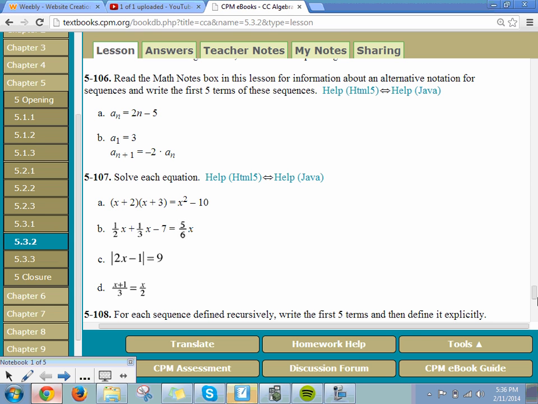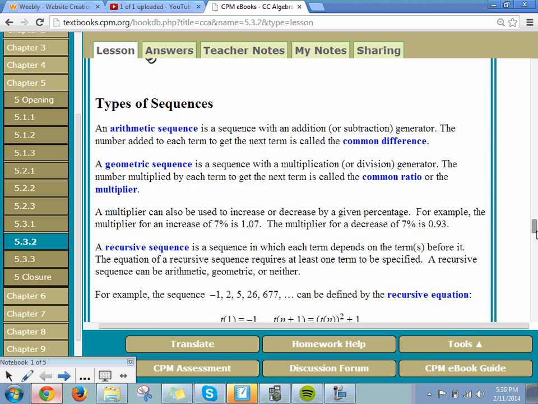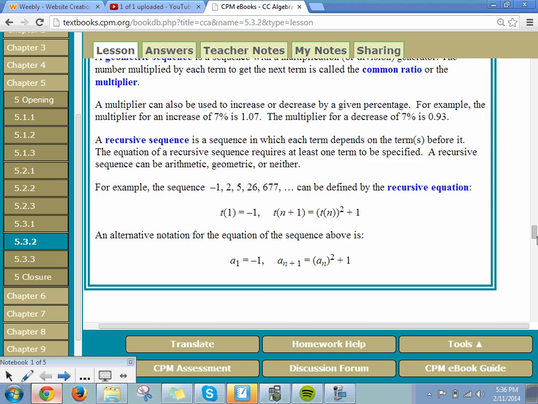It says, read the math notes box in this lesson for information about an alternative notation sequence and write the first 5 terms. All right, so with this one, we can look back up to our notes. And it's just another way of finding the recursive. So instead of using t of n or t of 1, they're using a sub 1, and instead of using t of n plus 1, they're using a sub n plus 1.